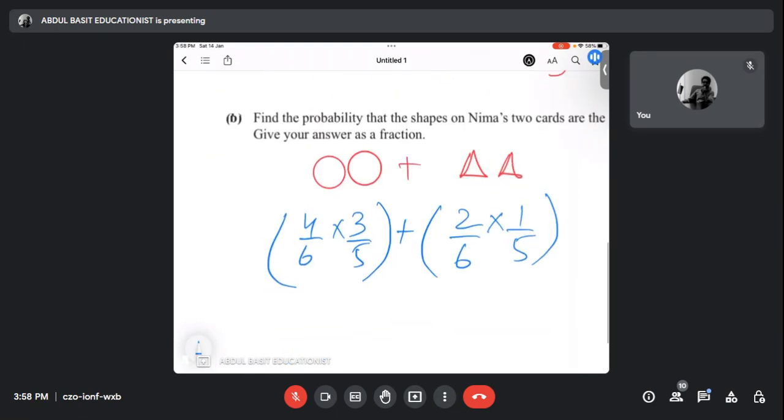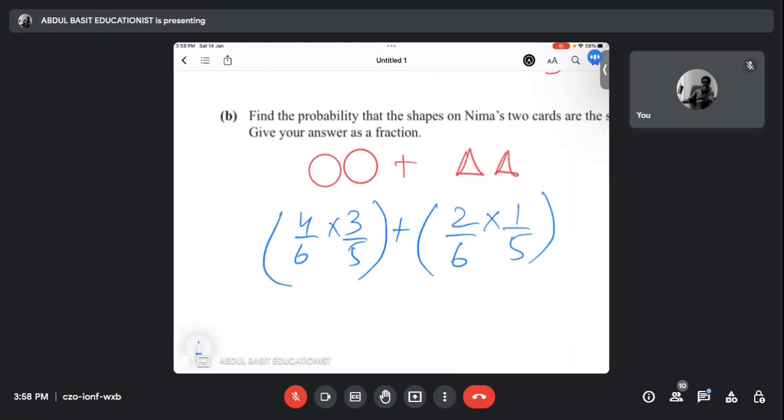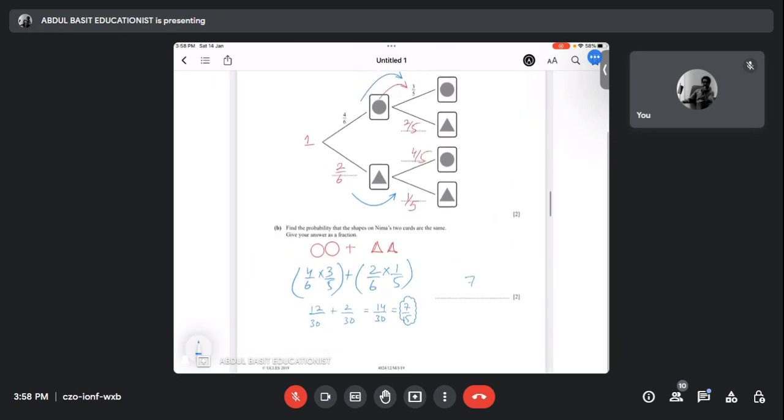Look, if I take out the first circle there were 4 out of 6. If I take out the second there will be 3 out of 5. Agree? 4 3s are 12 divided by 6 5s are 30, plus 2 divided by 30, that would be 14 out of 30. Simplify, it is 7 by 15. This is your final answer.